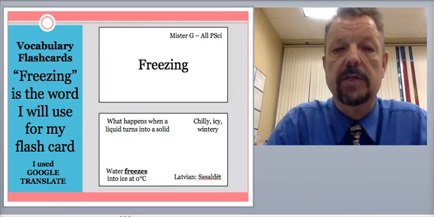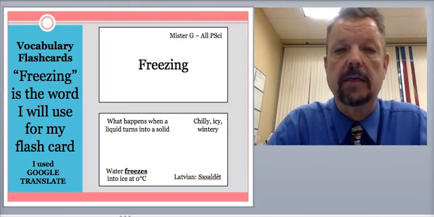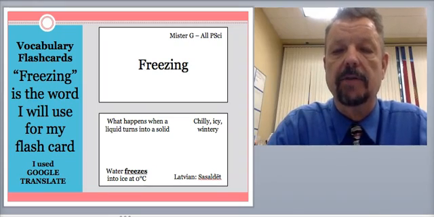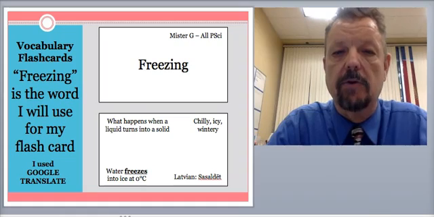I'm going to use freezing when I fill out a vocabulary flashcard. I used Google Translate, which is a wonderful site to translate between English and multiple languages around the world. So in my flashcard on the front, I would have freezing in the center, Mr. G and physical science in the upper right-hand corner.